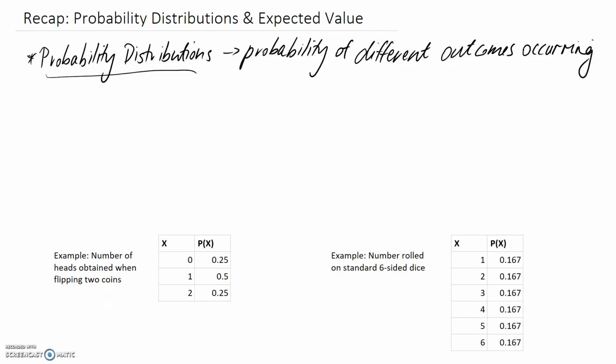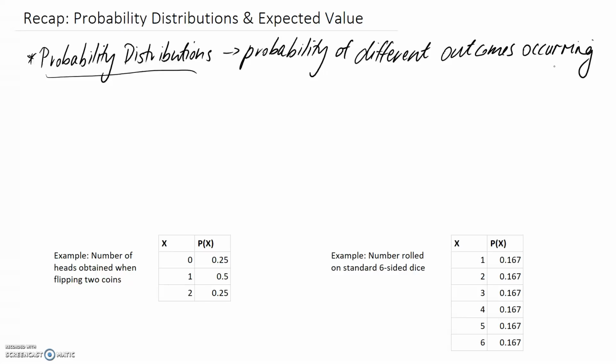So in this video, I'm going to recap both probability distributions and expected value, and we're going to do a couple of simple examples to illustrate the concepts. The first thing we'll talk about is probability distributions, and really all these are is a measure of the probability of different outcomes occurring, and it can be expressed as both a table or a graph form.